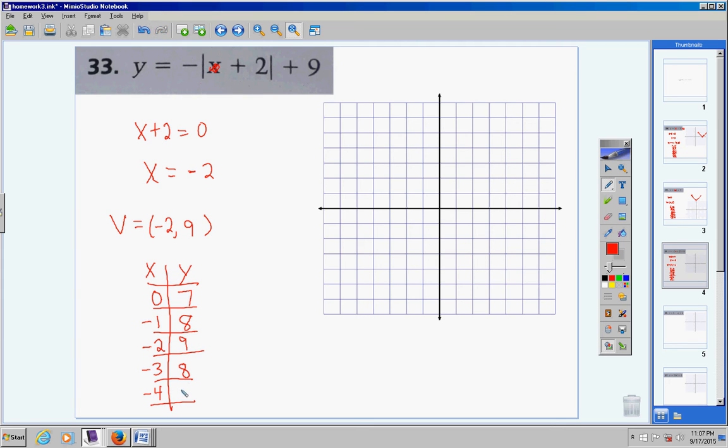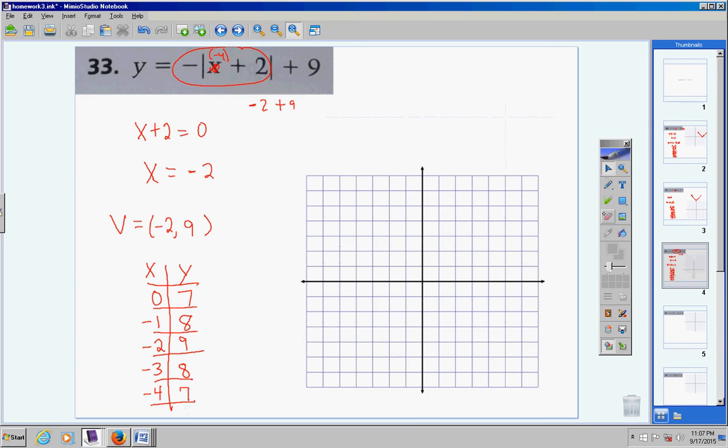And then lastly, we'll get a 7 here, put a negative 4 in for x. Negative 4 plus 2 is negative 2, but the absolute value of negative 2 is 2. There's a negative on the outside, so this whole thing ends up equaling negative 2. Then bring down your positive 9, that's 7. Now let's plot these points, and we'll be doing just fine, okay?